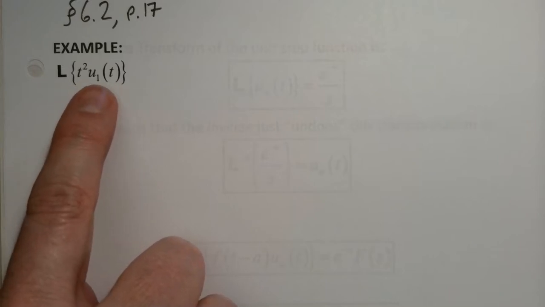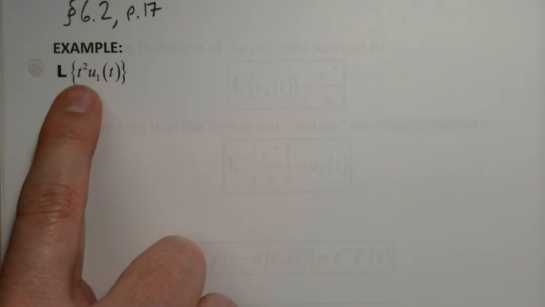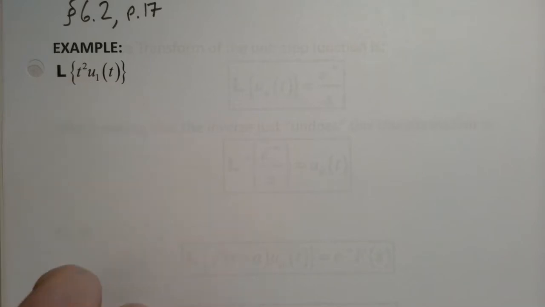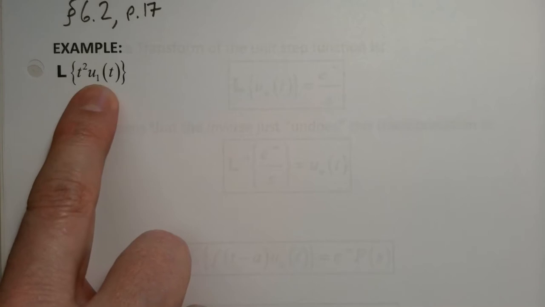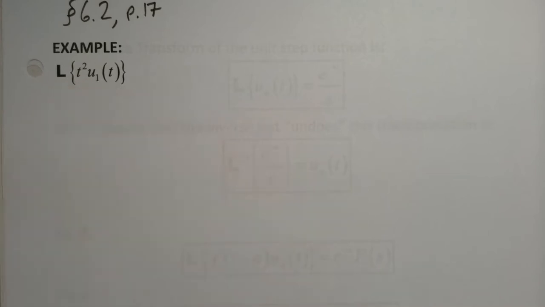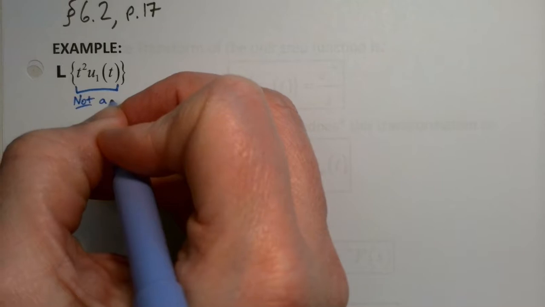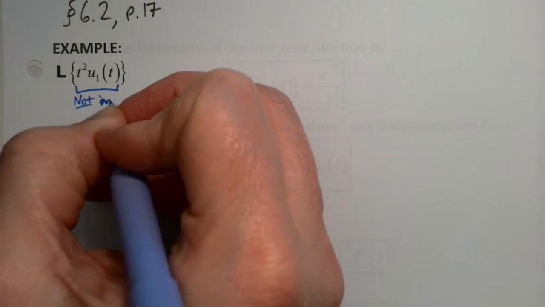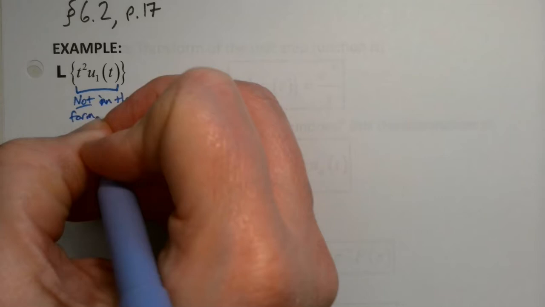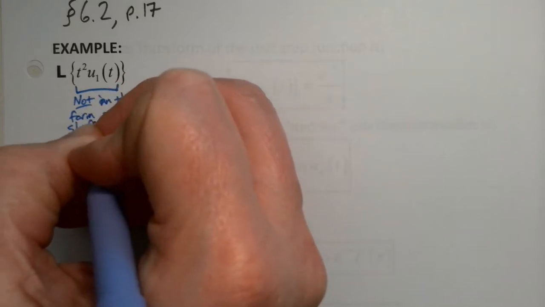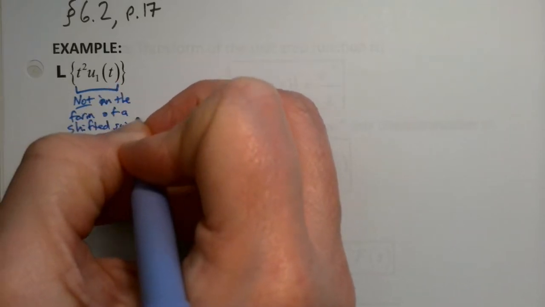But notice this isn't just a Heaviside function by itself. So we have a function times a Heaviside function. And on first glance, you might think, is that a shifted switch? Doesn't look like it. This thing is just t squared, and this is turning on at t equals 1. So this is not in the form of a shifted switch. So we're going to have to do some work here to make this happen.